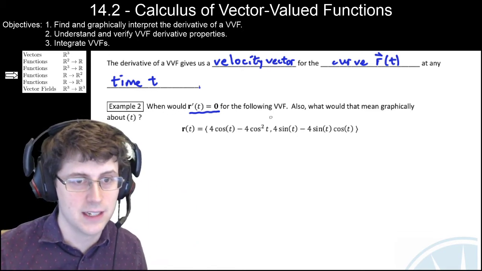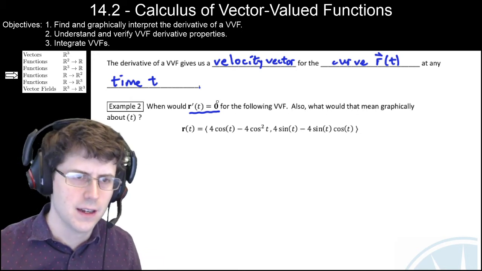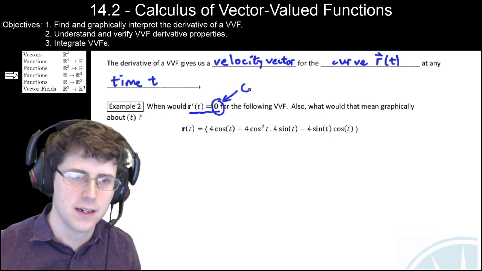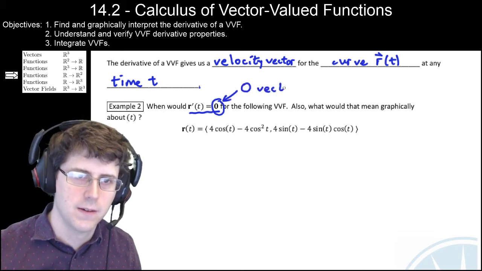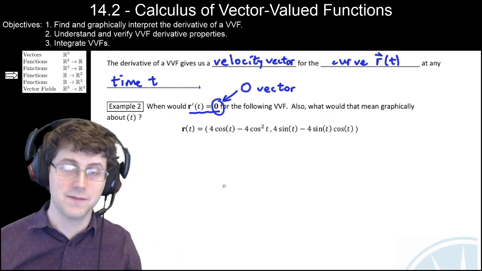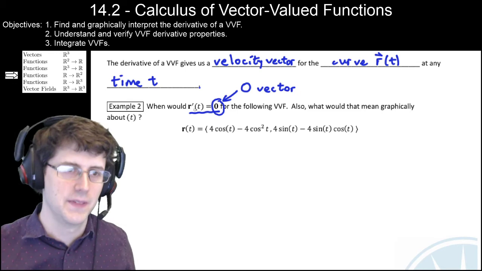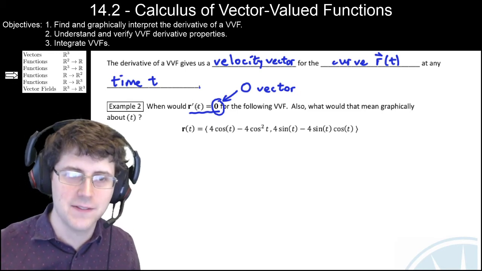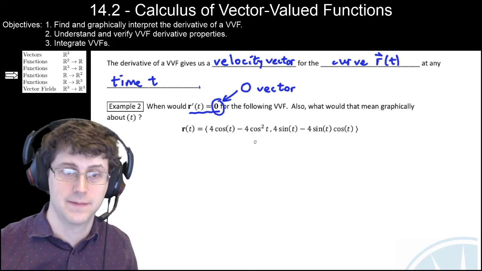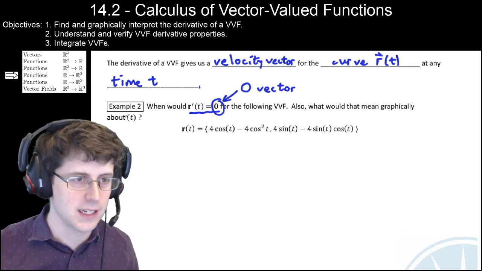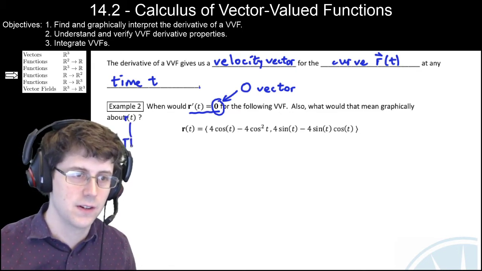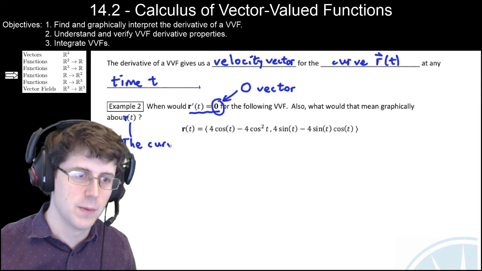So when would r prime of t equal 0 for the following vector-valued function? Do you notice that this is a bold 0? This is the 0 vector. Remember that in Calc 3, it's very valuable to keep track of what kind of object everything is. This is, when is the velocity vector the 0 vector? So when is the curve stopped? What would that mean graphically about r of t? So this would mean that the curve stops for a moment.